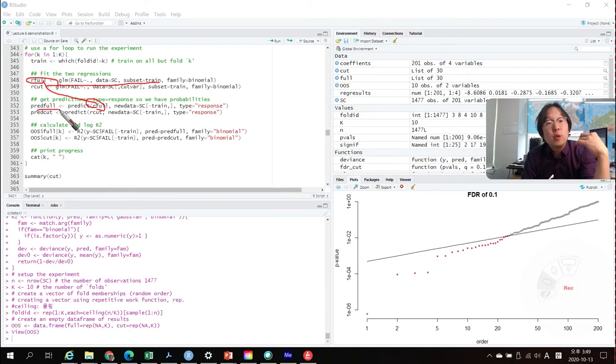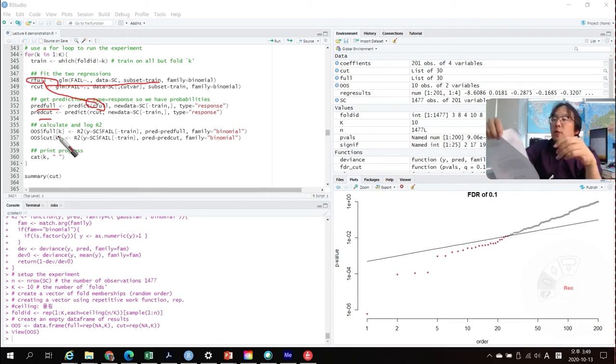So you do it with the full model and the cut model. For full model versus cut model, which will be better in predicting out of sample failure is the question, okay, out of sample prediction for the failure. Calculate, and then the log R squared will be produced with this code over here.